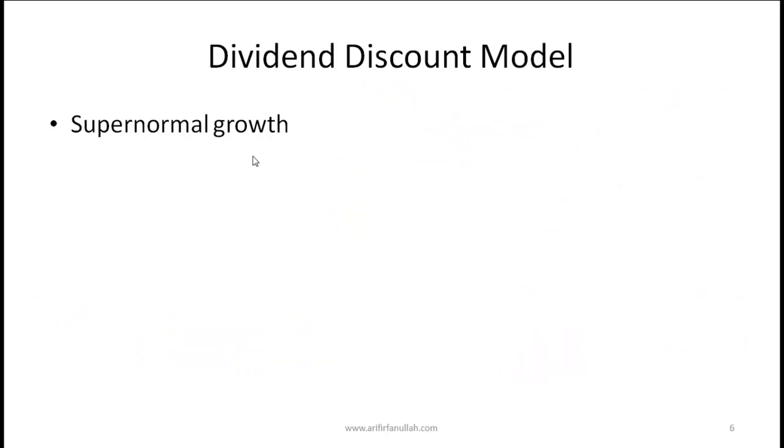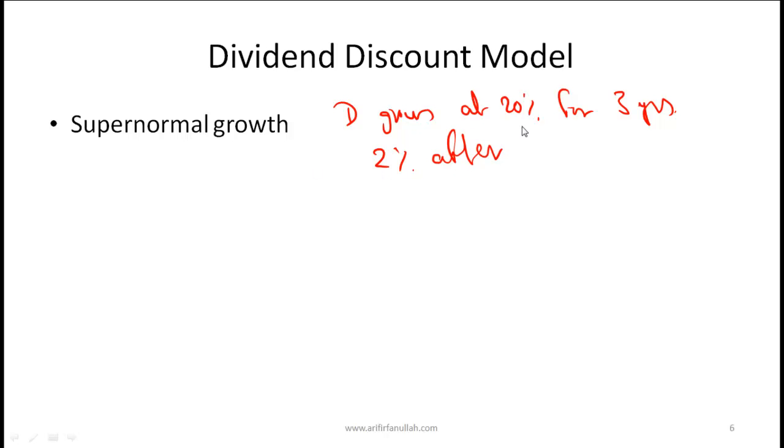In fact, I will talk about it right here with the example of supernormal growth. Now, how does this work? Let's say that you have a situation where the dividend grows at 20% for 3 years, and then it grows at 2% after that. So this is called supernormal growth, because for a short period of time we have exceptional growth, and after that we slow down to a regular constant rate of 2%. And again, assume D naught is equal to 10, cost of equity is 10%.